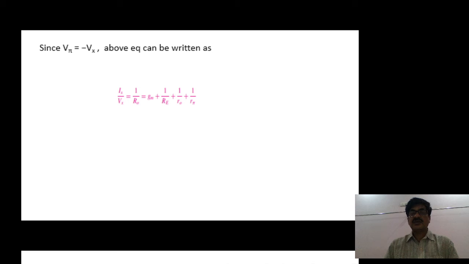Ix by Vx, the inverse of the output resistance, equals Gm plus 1 by RE plus 1 by small r0 plus 1 by R pi. Therefore, R0 is a parallel connection of 1 by Gm, RE, small r0 and R pi. Like that, the output resistance is derived for the emitter follower or common collector amplifier.